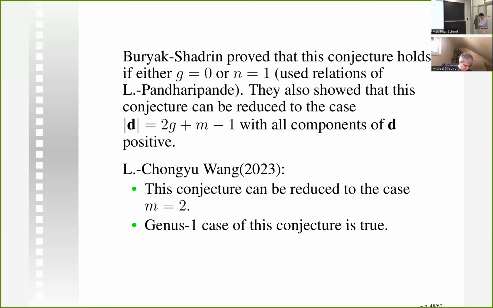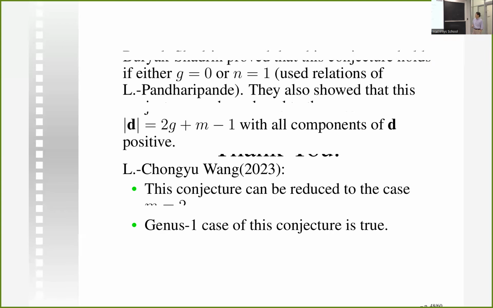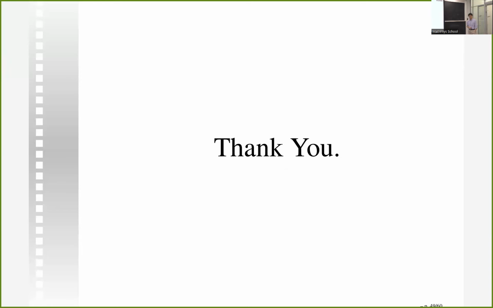And recently, a student of mine, Chongyu Wang, proved the following result: we can reduce the proof of this conjecture to the case where n is equal to 2. So this reduces the proof of this conjecture for each genus to just checking a finite number of cases, where the number of cases we need to check is equal to the number of partitions of 2g plus 1. And in the genus 1 case, we can check this is correct. Okay, so I stop here. Thank you very much.